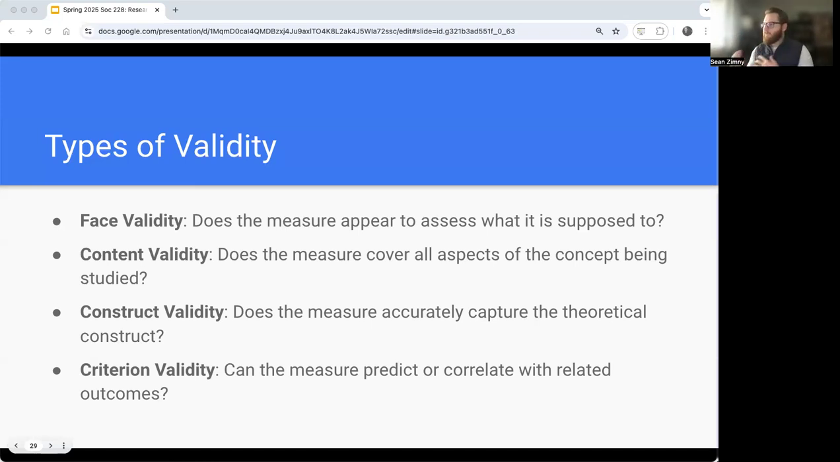So these are what we mean by triangulation. These are things that help with validity. That might seem like a lot right now. We just went through it, but we'll go over these concepts more and more as we actually go through the class.